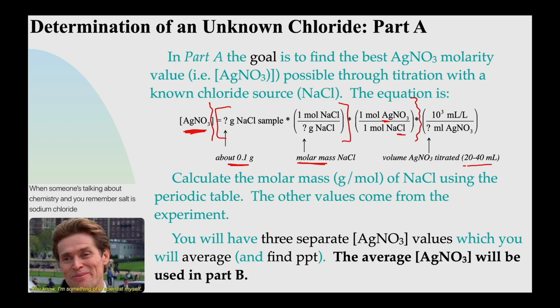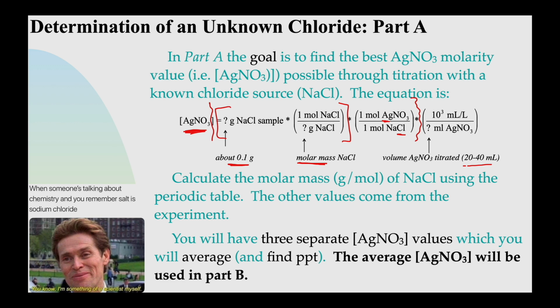The way this is set up, if you have milliliters in the bottom, then you would multiply by 1,000 to get it into liters. If you already took the milliliters and turned it into liters, then you can ignore that 10 to the third right there. That's just a conversion to get it out. But anyway, when all is said and done, you're going to get a good value for the silver nitrate.